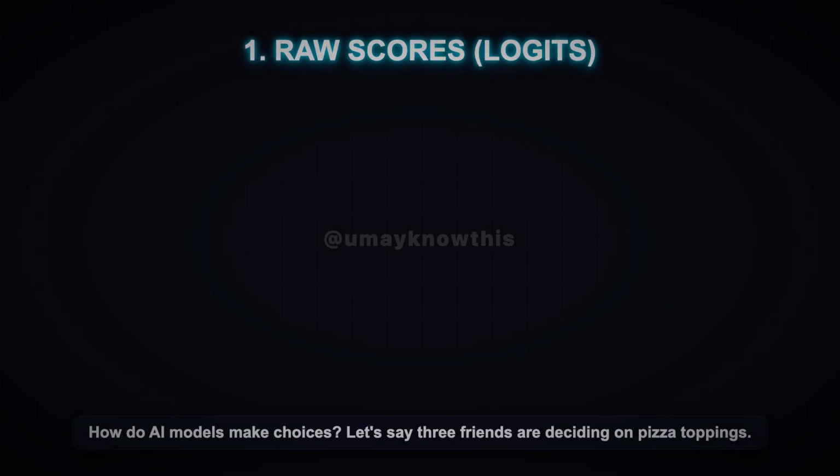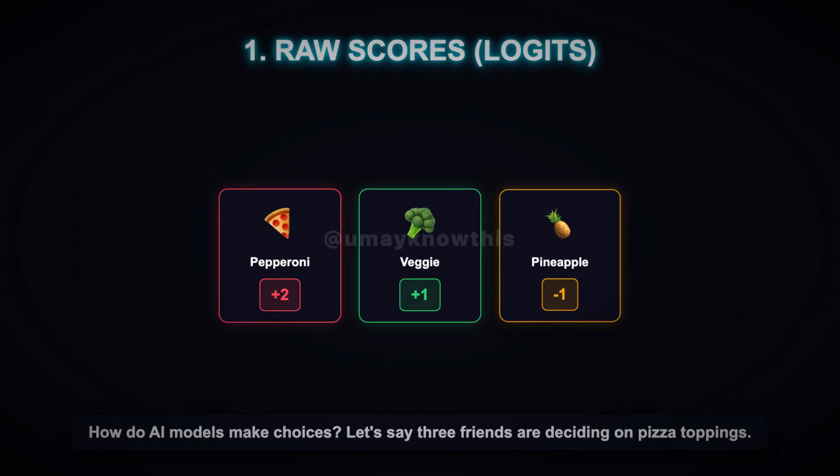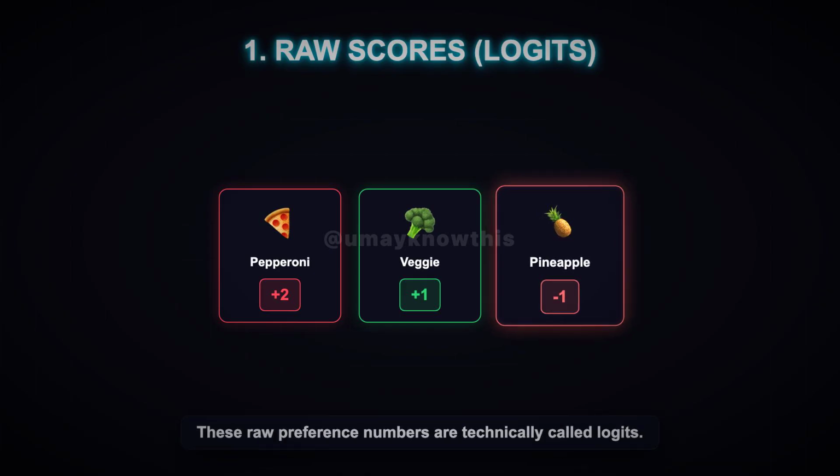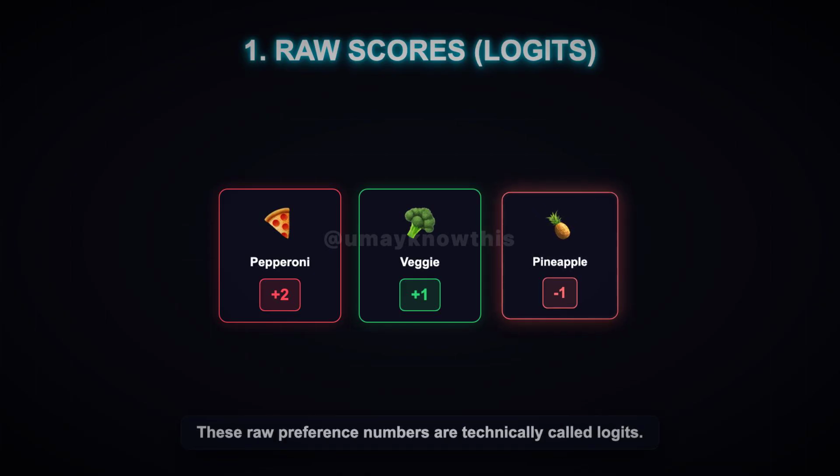How do AI models make choices? Let's say three friends are deciding on pizza toppings: pepperoni, veggie, or pineapple. They rate their preferences with numbers 2, 1, and -1. These raw scores are called logits.